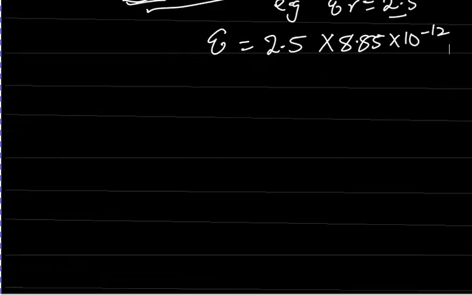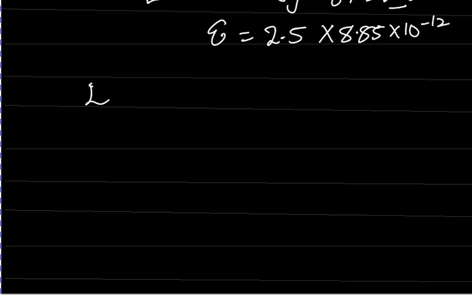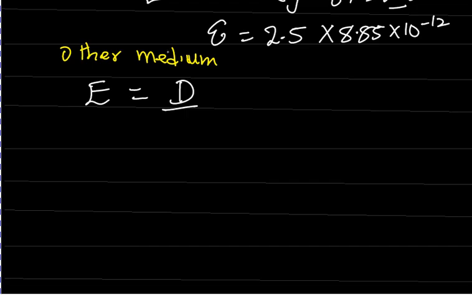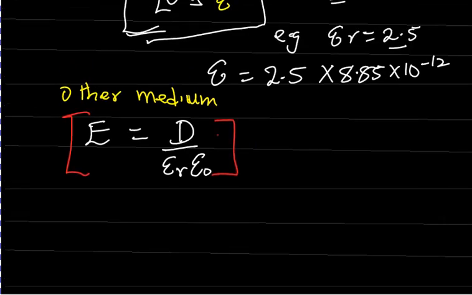So that way, we can also have the electric field in terms of electric flux density. It can be given as the electric flux density divided by the permittivity, for other media, that is, any medium except free space. E is going to be D divided by the permittivity, which is given as relative permittivity times absolute permittivity. These formulas are really very important, so you should take note of them.